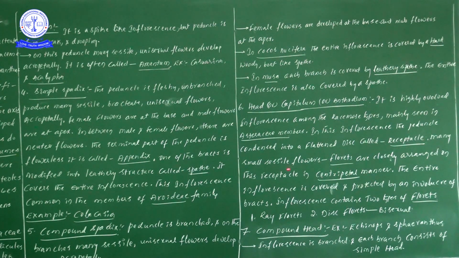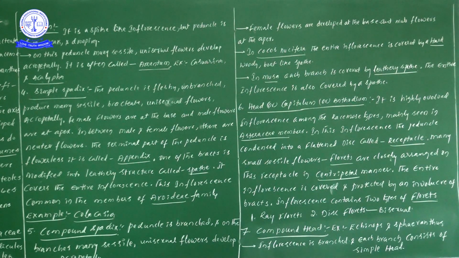So on the receptacle many sessile flowers are present, and these sessile flowers also seem to be very small. So this particular point also is important. All these small sessile flowers we will be considering as florets, and these are all arranged very closely. And the arrangement on the receptacle is in a centripetal manner. Next one, the entire inflorescence is covered and protected by an involucre of bracts. Involucre of bracts means the bracts all come together and form a protective structure.